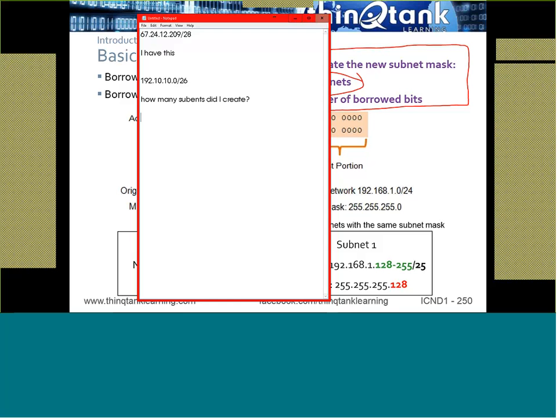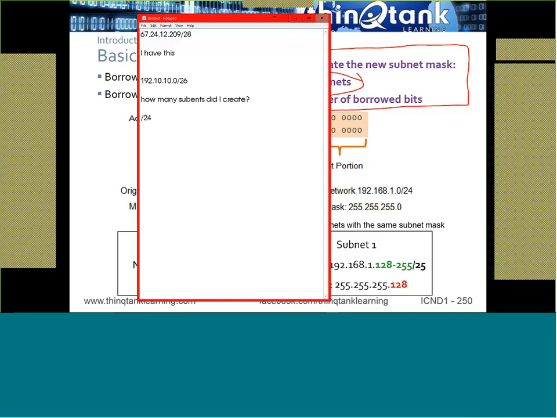What does the 26 represent? 26 ones in the mask. What class address is that? Classless. Well, that's a classless network as it is right now. But what class is 192? It's class C. And what is the normal mask for Class C? /24, right? Class C has a normal mask of /24. Class B has a normal mask of /16. Class A has a normal mask of /8.